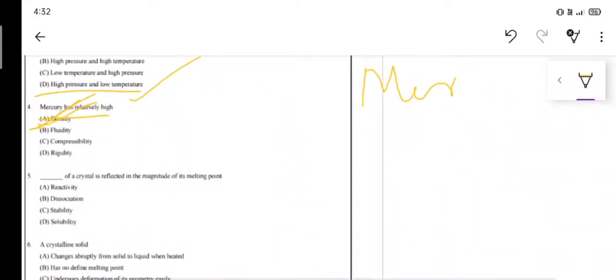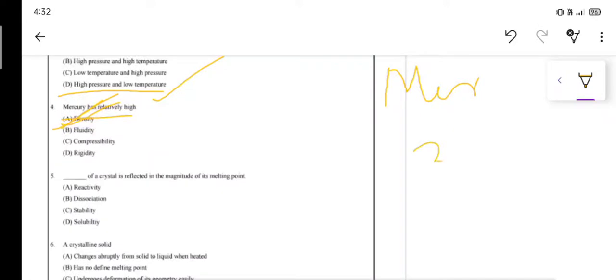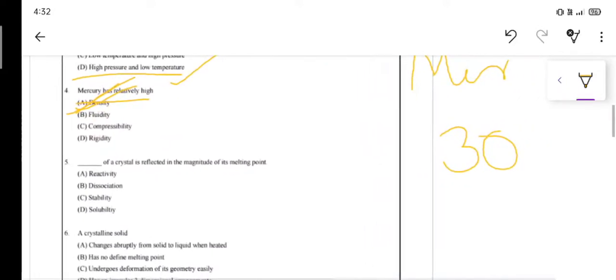Okay, today we have a target of 30 questions, so we have to be fast. In how many minutes? 30 questions in 30 minutes, because these are not so hard. So 30 questions in 20 minutes. Okay.